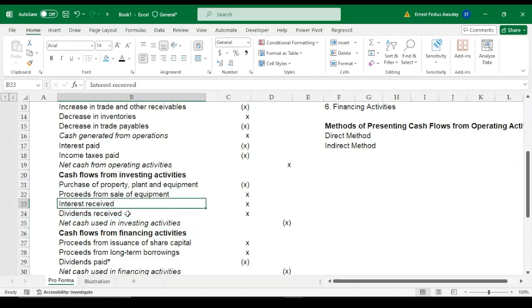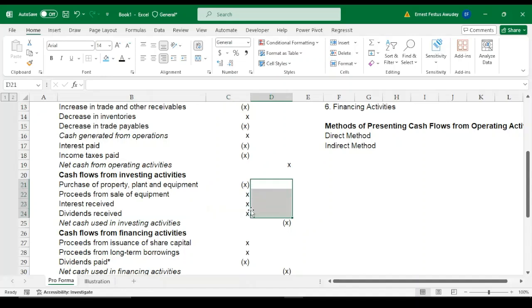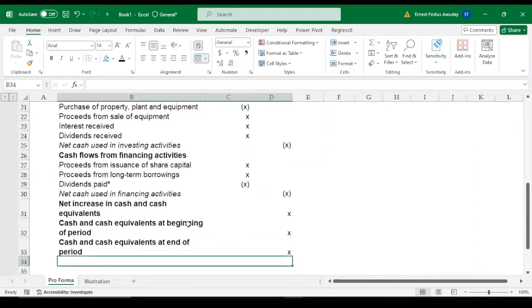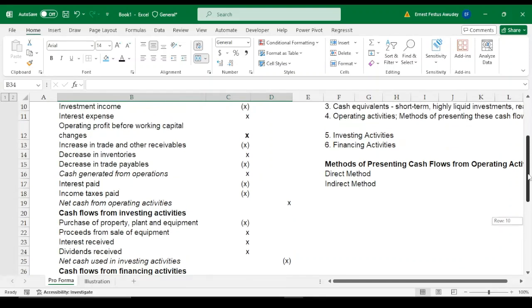So when we do all of this and we add everything together, all of these four items together, we might have a figure here which can be positive or negative, and that is the net cash used in investing activities. All right. Then we'll have cash flows from financing activities. So that's the third one. All right. So what are the financing activities?